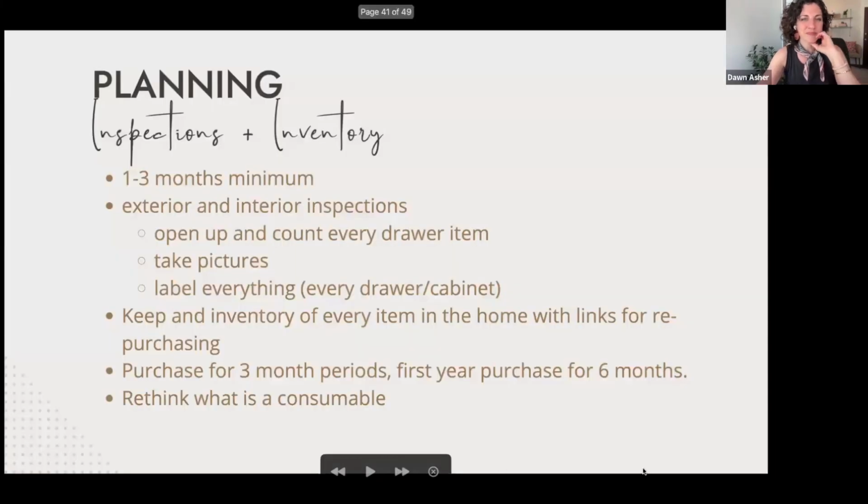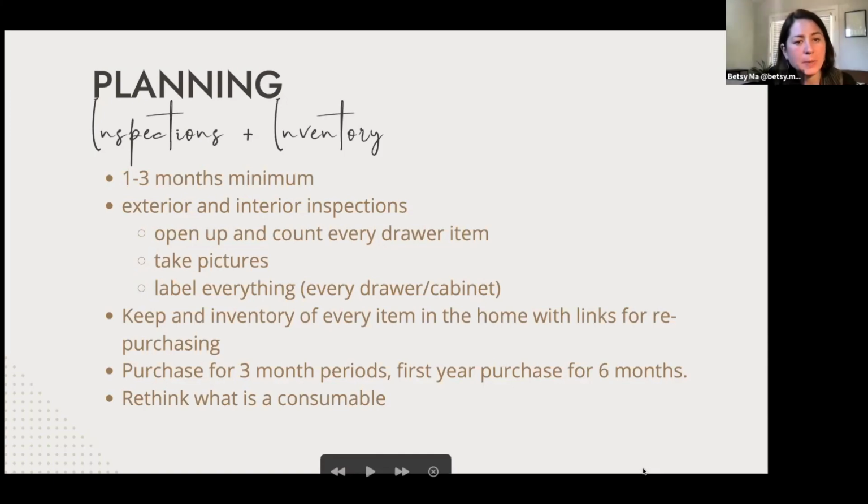Okay. Yeah, so planning inspections and inventory. You want to have an inspection at a minimum every 3 months, and when you're getting started, especially in the first 6 months, this will need to happen every month. I say 1 to 3 months. It depends on the life cycle of your property and how long you've been a host.